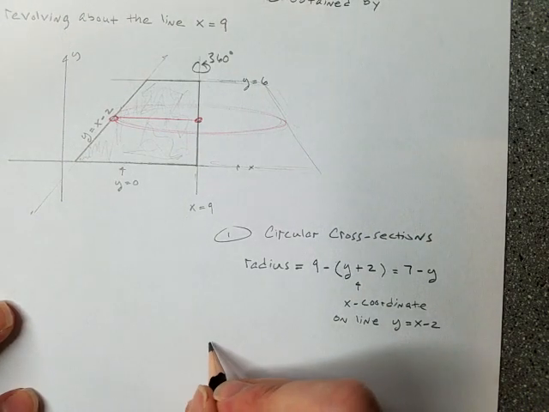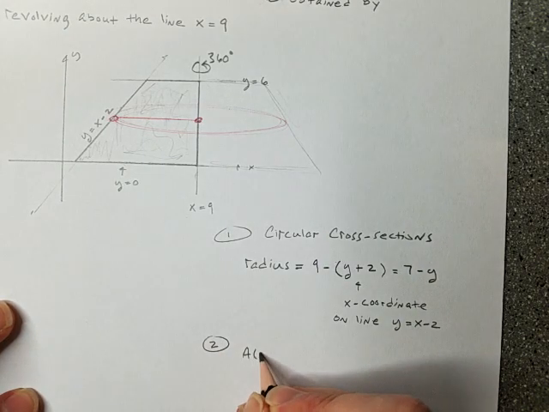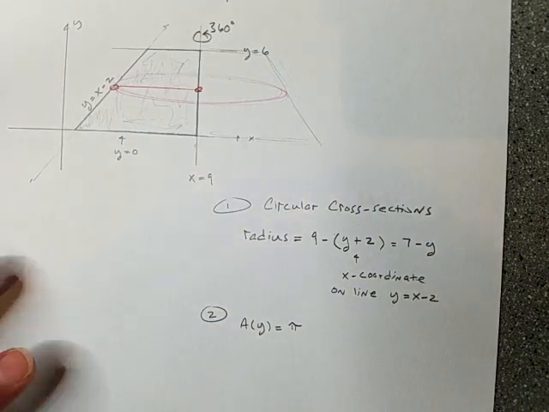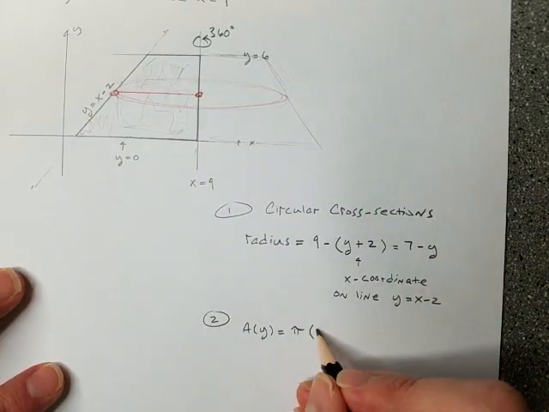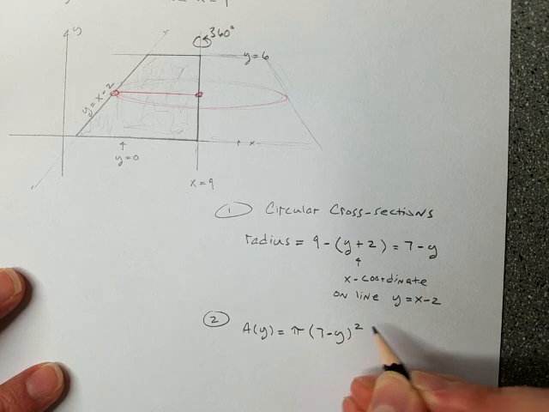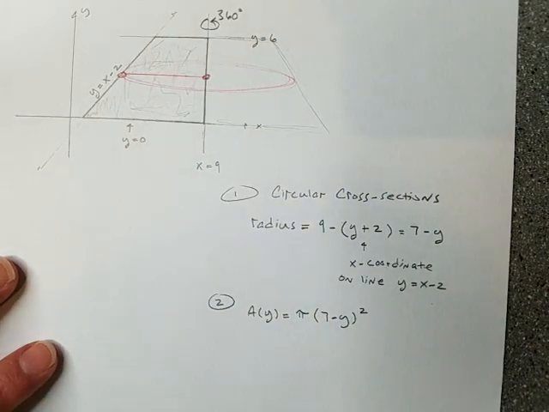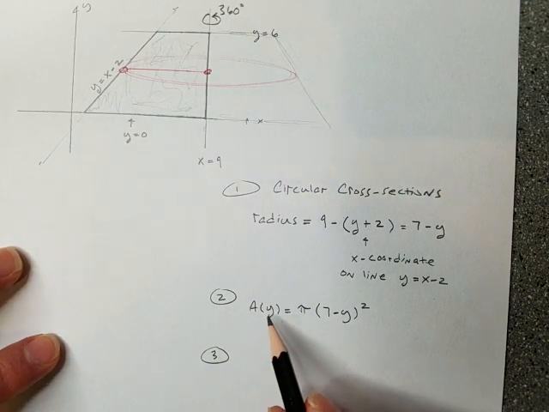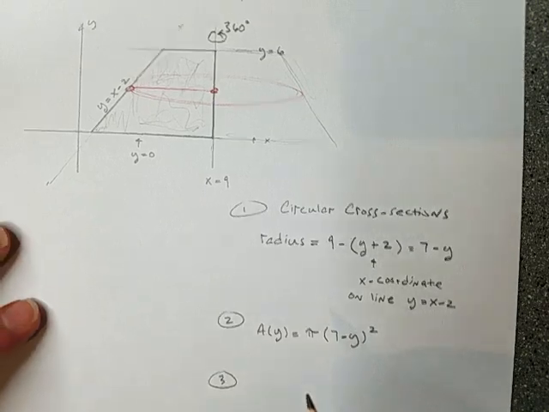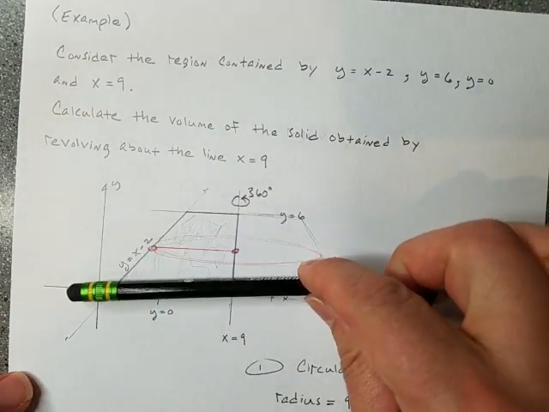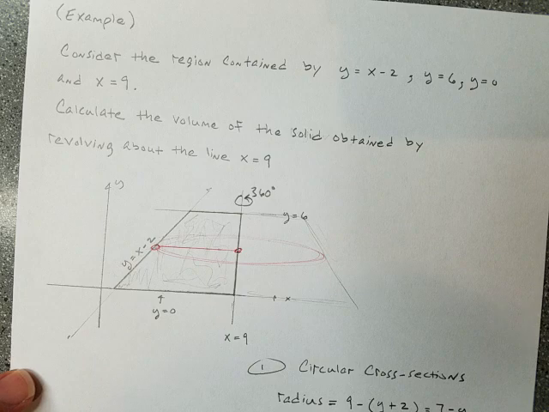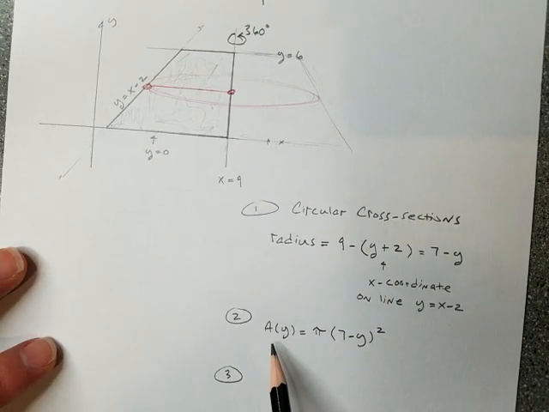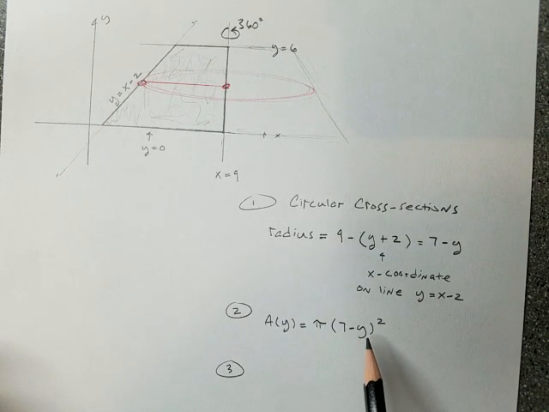And then what's the area of the cross sections? Well, that's going to be pi times the radius squared, given that we found the radius in the previous step. Okay, and then the third step. Now, our variable here is y. Our cross sections are cut up and down the y-axis. It only makes sense to give our radius and our cross-sectional area in terms of y.